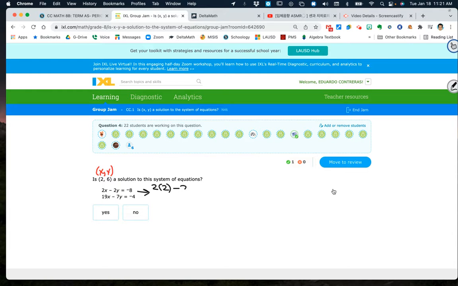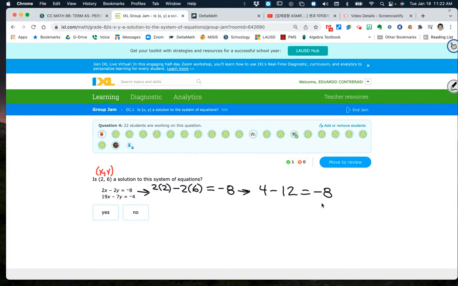Minus 2 times y becomes 2 times what? Help me out. 6. Equals -8. Okay. So now we got to do this math. We got to multiply 2 times 2 and 2 times 6. Well, 2 times 2 is 4, and minus 2 times 6 is 12. Now we just have to decide: 4 minus 12, is that -8? 4 take away 12. -8.